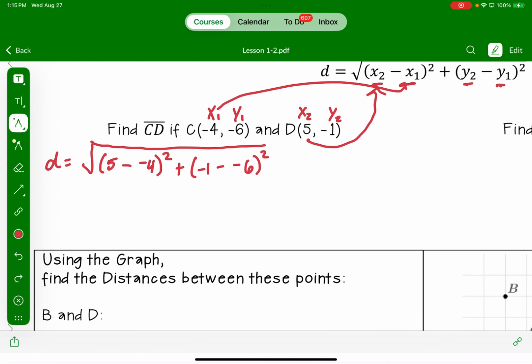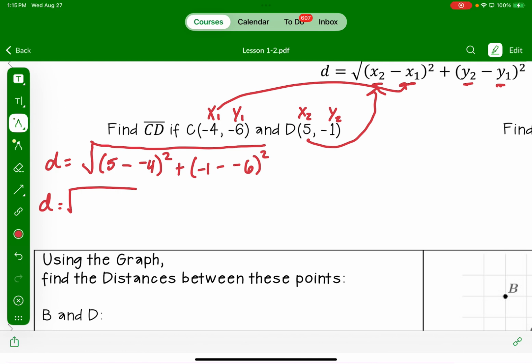If you had a calculator right now, you could type all this in and get an answer. But we don't. Yes, Bryson? Do we have the calculators on Friday? We do not. So instead, we're going to simplify it. On the next step, we're going to go from this big long radical to a small one.